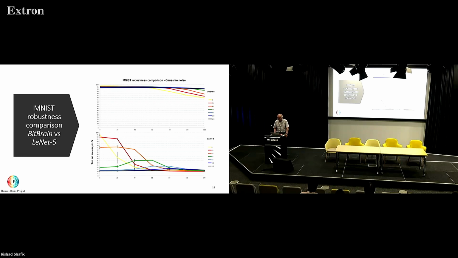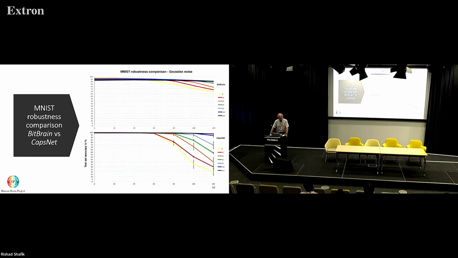Now, LeNet, as I say, is a fairly old network. If you take a state-of-the-art artificial net and do the same comparison, the state-of-the-art net here is CapsNet. Again, CapsNet performs much better than LeNet 5 under noise, but it still doesn't hold its performance up as well as BitBrain under noisy inputs. So we think we have something interesting here, and using feature coincidence detection appears to be a rather robust way of performing classification. Now, MNIST is a relatively simple test.